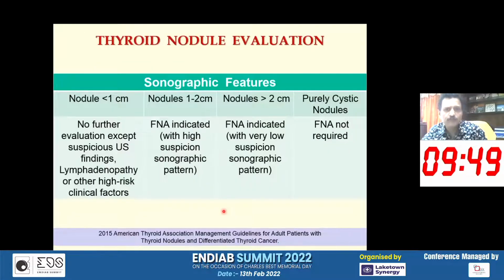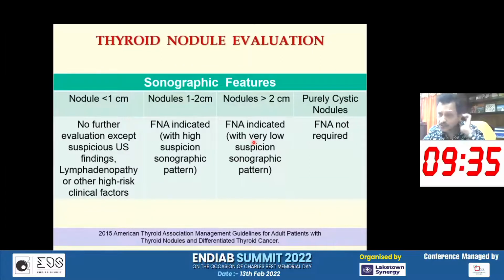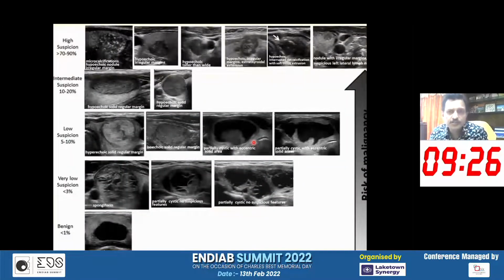So sonographic features can tell us the size of the nodule, and whether the FNAC is indicated or not. And third, whether we are dealing with a purely cystic nodule or not. And a purely cystic nodule, as I've told you, indicates that it is benign and FNAC is not required. So these are the different ultrasonographic features. You can see a benign lesion means a very clear cystic lesion, anechoic, and there is a thin margin. So this is very typical of a benign lesion.